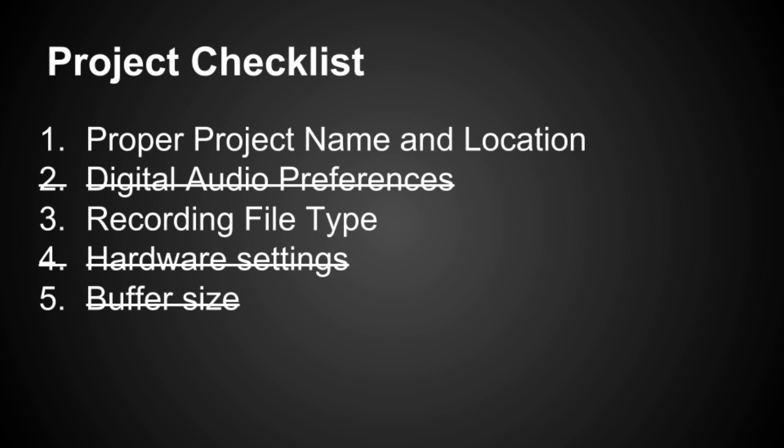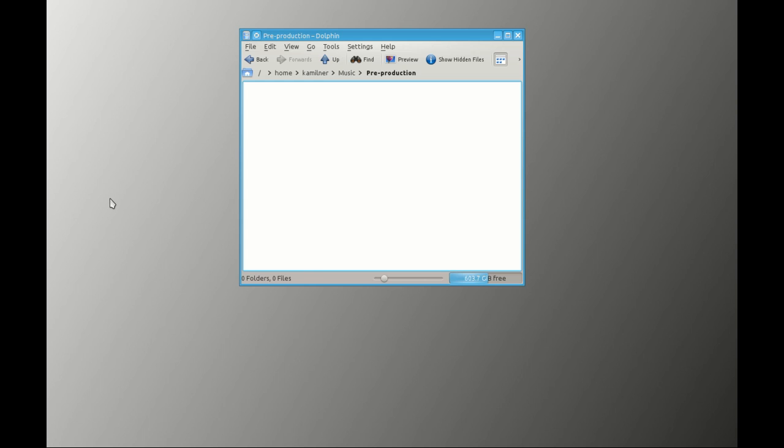So now we have configured the digital audio preferences, the hardware settings for the audio interface, and the buffer size. Next, we will configure the project name and location. First, we need to have somewhere sensible to store our projects. I've created a folder called Pre-Production in my folder called Music, which is in my Home folder. Currently it's empty.